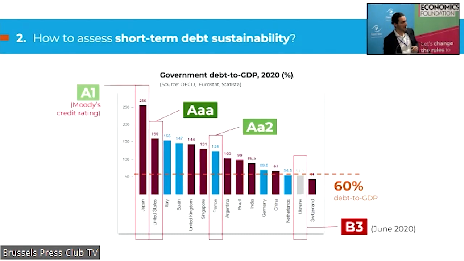Here on this slide, what you can see is the credit rating of Japan, the United States, France, and Ukraine. As you can see, Japan with 256% debt to GDP in 2020, United States 160, that's changed nowadays, France 124, they all have excellent credit ratings from the Moody's credit rating agency. But Ukraine, and I want to say first that this is from 2020, also for the credit rating, Ukraine had debt to GDP below 60%, around 50, but still the assessment from the credit rating agency was that it was risky to invest in their public debt.